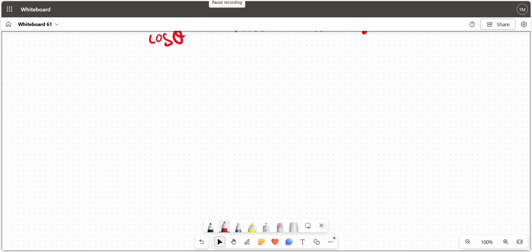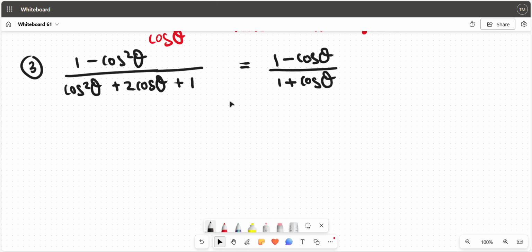I want to show you one that has some factorization in there. Alright, so in number 3, we're given this big expression on the left hand side, which is 1 minus cos squared theta divided by a cos squared theta plus a 2 cos plus a 1, and we're supposed to prove that it's actually equal to this small little fraction that we have on the right hand side.